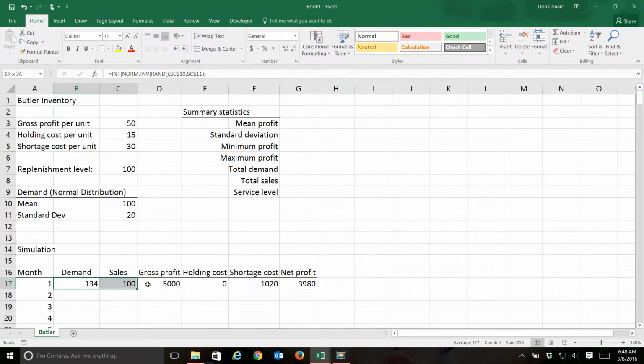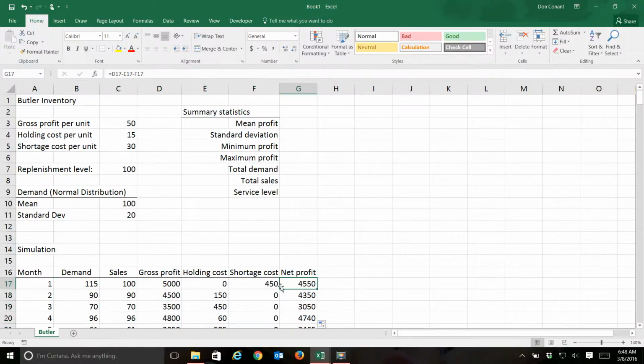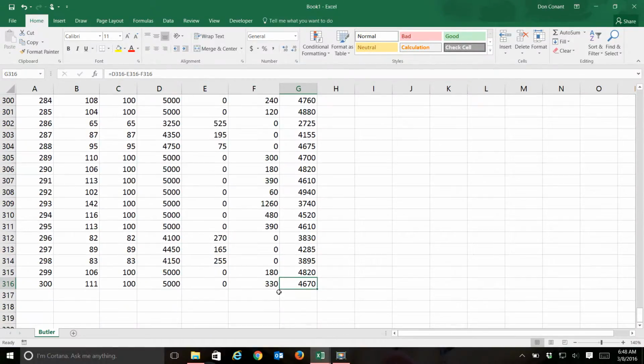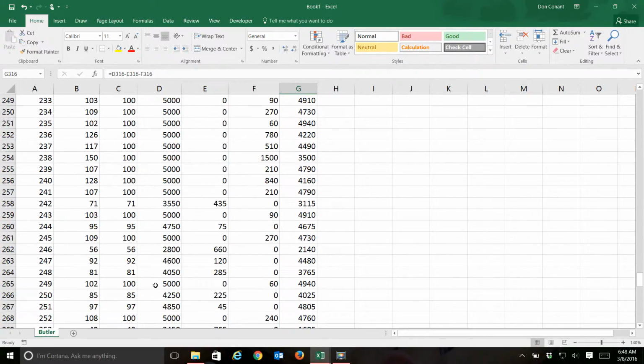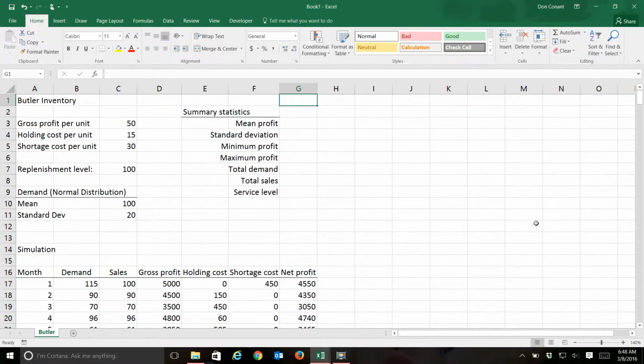I simply select these values and double click my autofill node, and it will automatically fill down to 300. You can see here, I'll just jump down to 300. There we are, 300, and that's row 316. Back up here to the top. Now I'll do the remaining calculations.